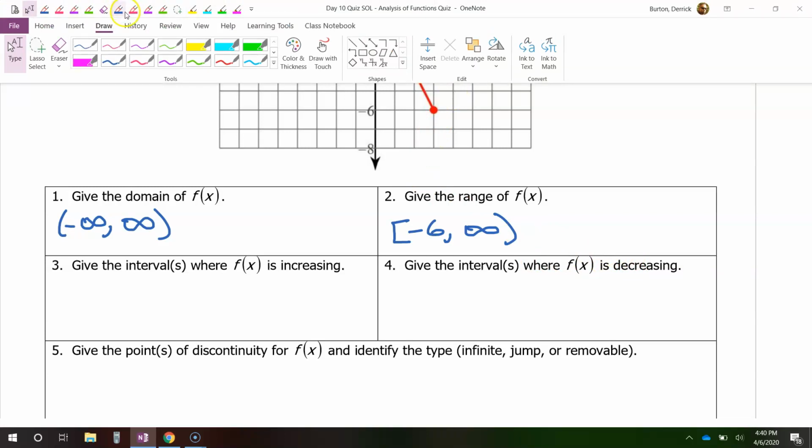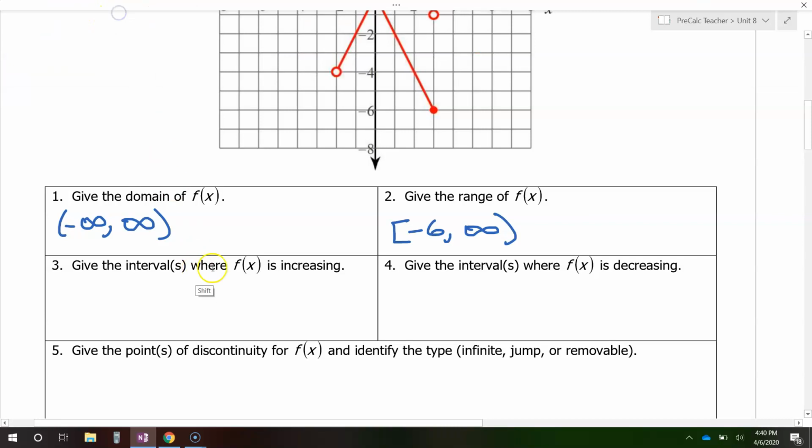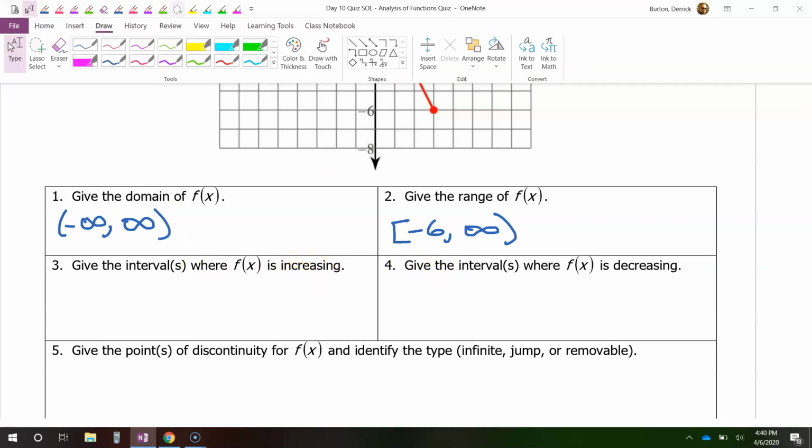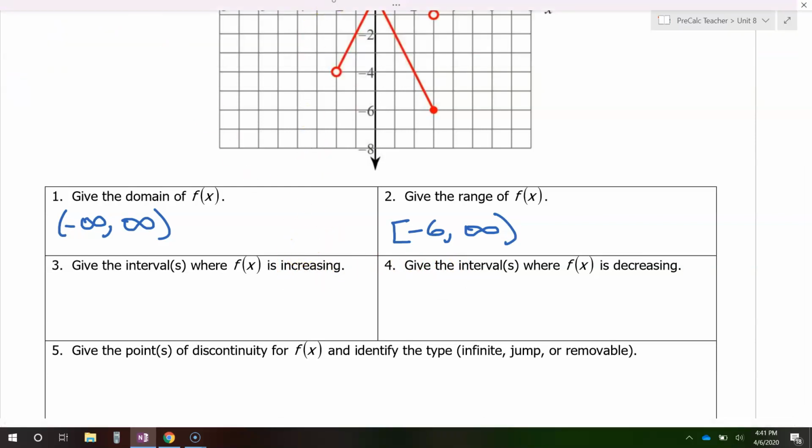One thing I need to emphasize to you is that as soon as we start talking about intervals of increasing or decreasing, please understand that we are talking about x values. So these intervals of increasing and decreasing, these are x values. We are only talking about x values.